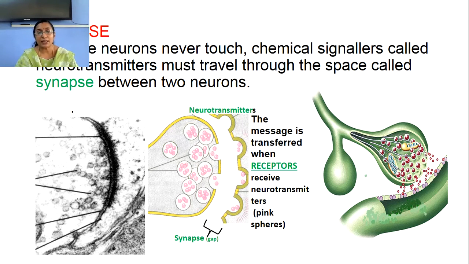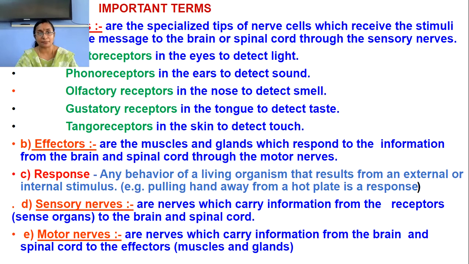For this, there are some specialized chemicals called neurotransmitters, which are produced by vesicles in the axonal endings. These neurotransmitters are released into the synaptic gap, and they will move from the pre-axon to the post-axon, where they will attach to receptors on the surface of the dendrite and thus pass on the message to the next neuron. So this is how transmission of the impulse takes place across the gap between two neurons.